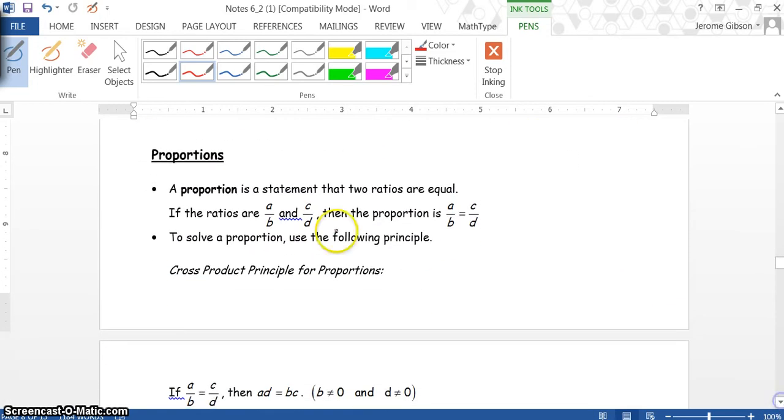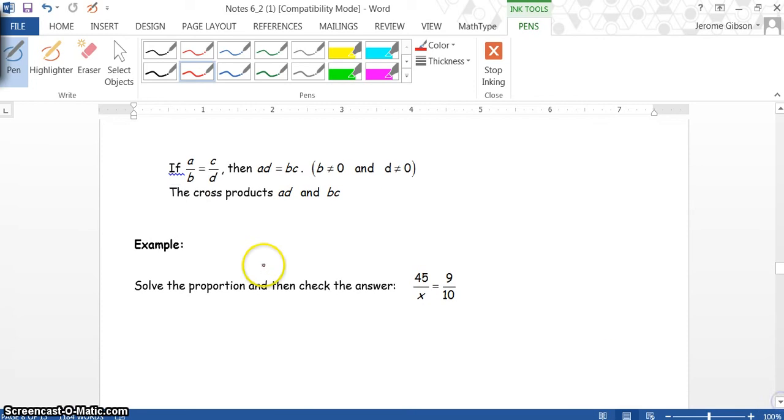So now we go on to proportions. A proportion is a statement that two ratios are equal. If the ratios are A over B and C over D, then a proportion is A over B equals C over D. To solve a proportion, use the following principle. Cross product principle for proportions. If A over B is equal to C over D, then A times D is equal to B times C, and B is not equal to 0 and D is not equal to 0. And the reason being is it would most likely make these fractions undefined. the cross products AD and BC.